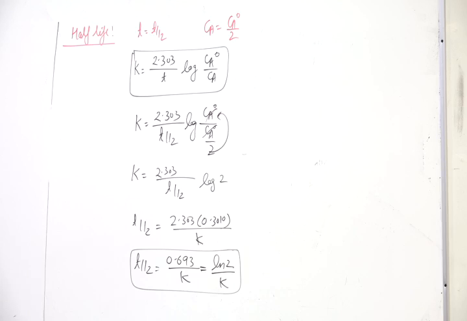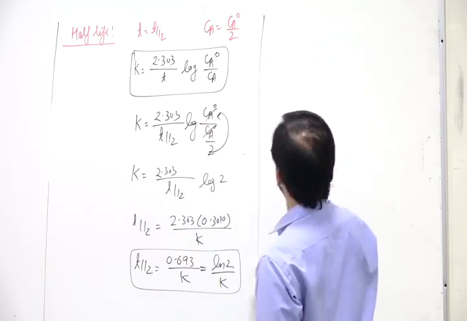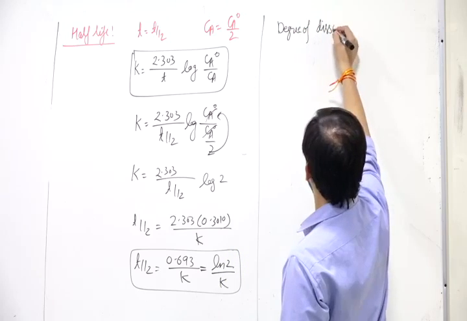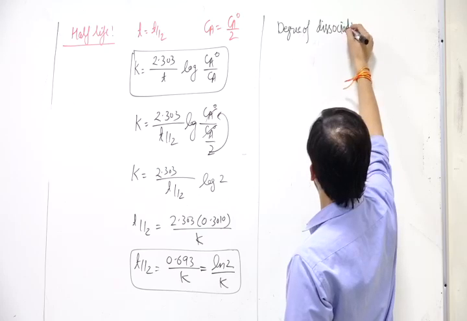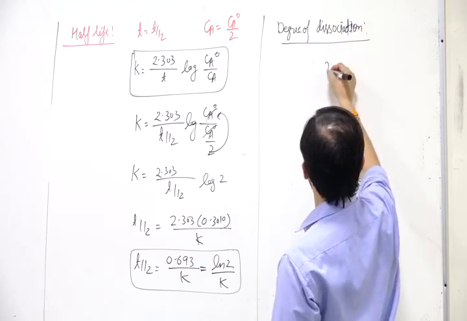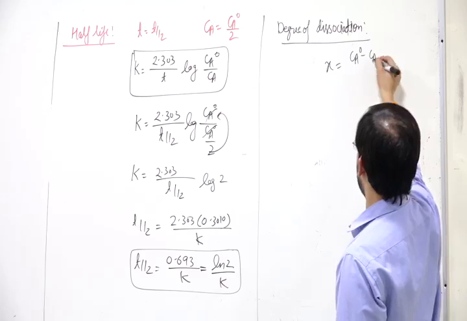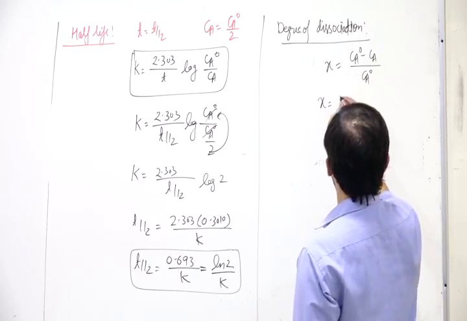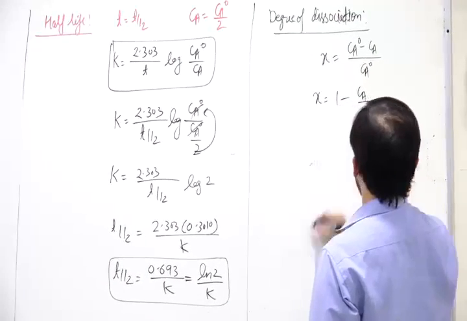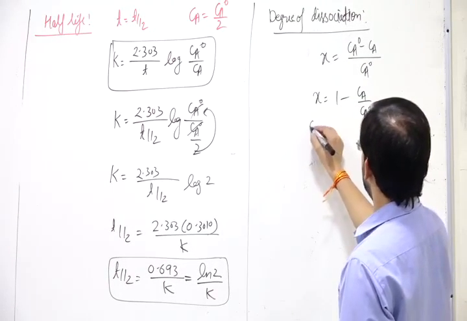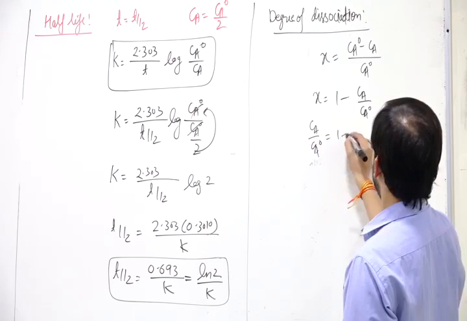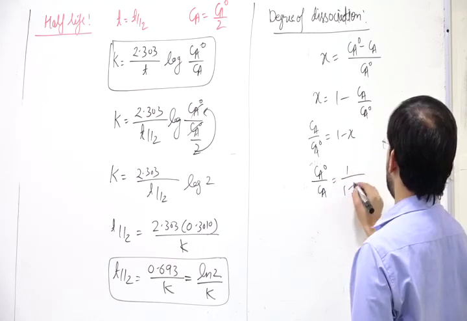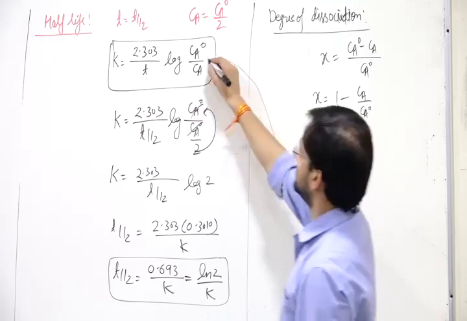Done? Okay. Then one more relation we can write, which is in terms of degree of dissociation, which is x. It is denoted by Ca naught minus Ca by Ca naught. So you divide by Ca naught, it will become 1 minus Ca by Ca naught. You take Ca to this side, so you get Ca by Ca naught equals 1 minus x. You reverse this: Ca naught by Ca equals 1 by 1 minus x.